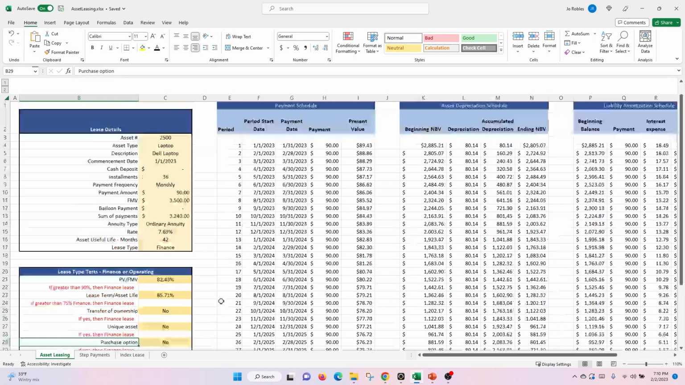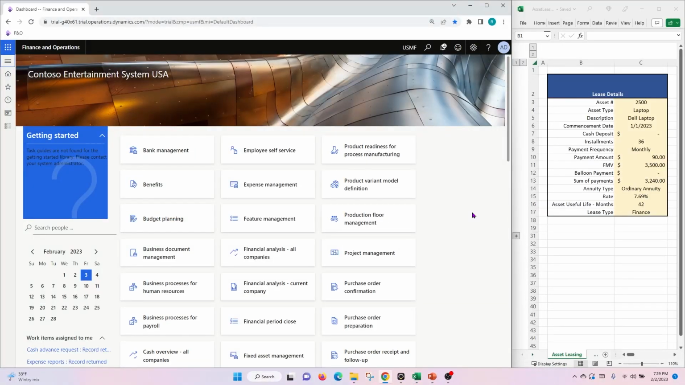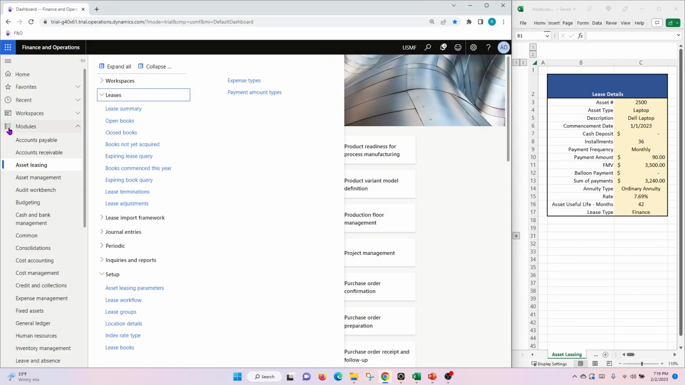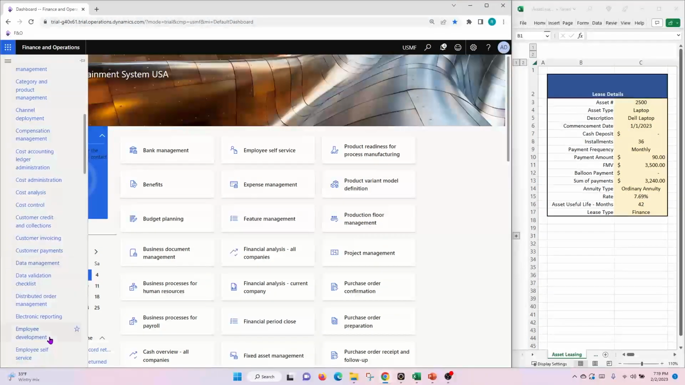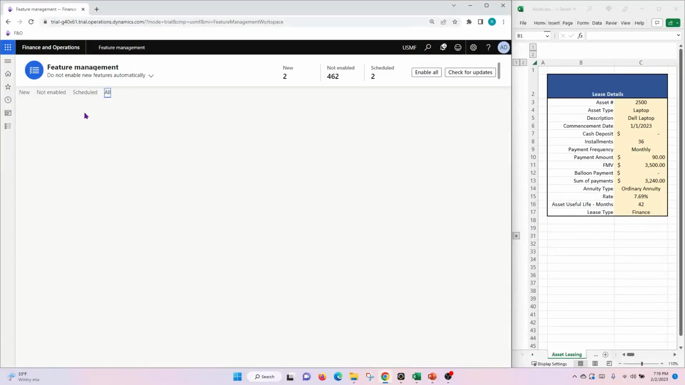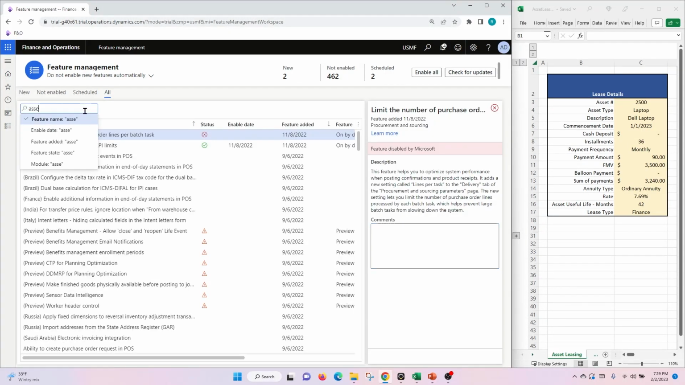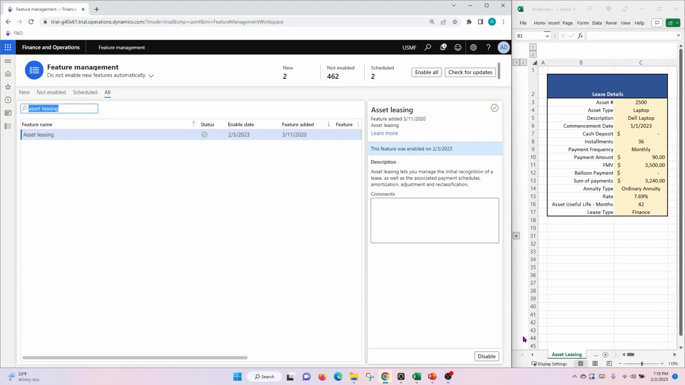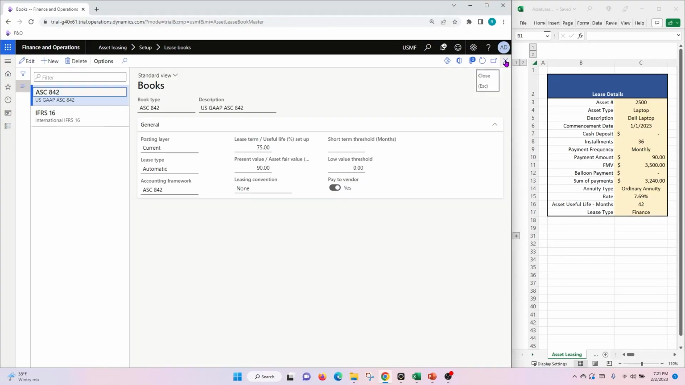So with that, let's go ahead and jump into Dynamics to set this up. So we're here in Dynamics. Let's go ahead and set up this lease in the system. So first of all, asset leasing, if you don't see it here, go to Feature Management. And go to All, search for asset leasing, and enable it. Mine is already enabled, so I don't have to do it, but this is where you would enable it if you don't see it.